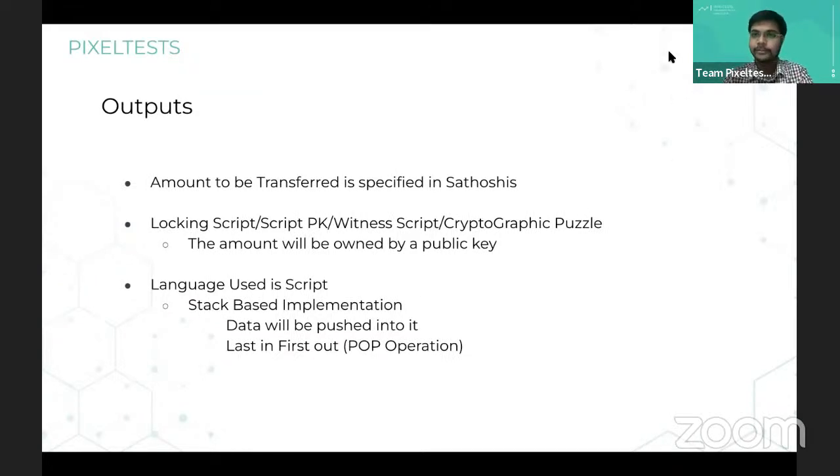Am I audible? If Revati ma'am says I'm not audible, then ma'am, you might have to join audio if that is the case. Is my voice clear? Am I audible? Yes. Okay.